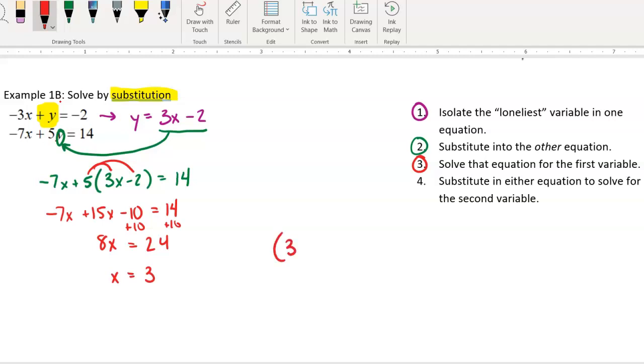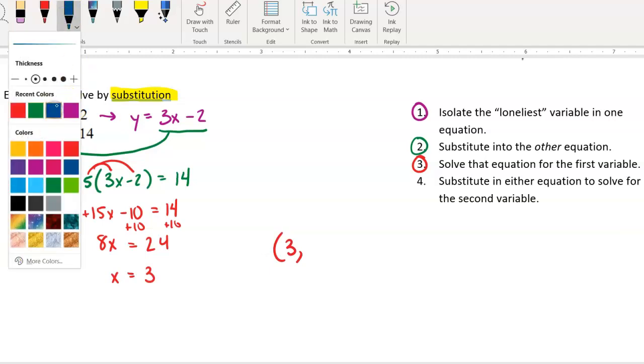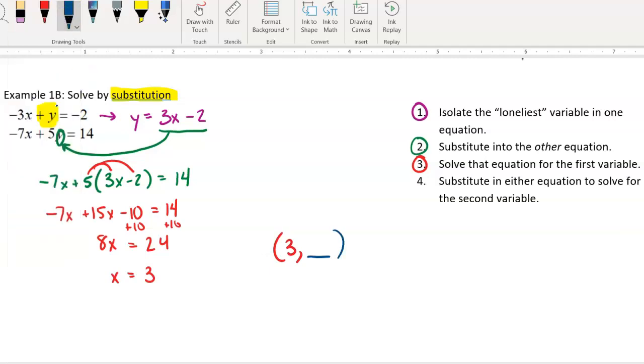So remember, what we're looking to find is a coordinate. So we just found that our x value is 3, but I still need to find what my y value would be. So that's our step 4. Step 4 is substitute in either equation to solve for the second variable. So now we know that x equals 3, and I can substitute that into any one of these 3 equations. So I'm going to use this one.